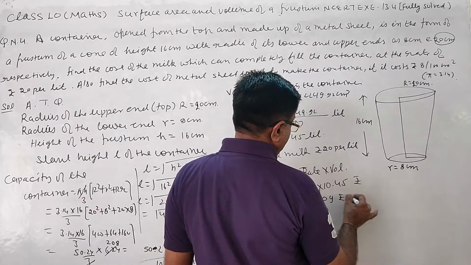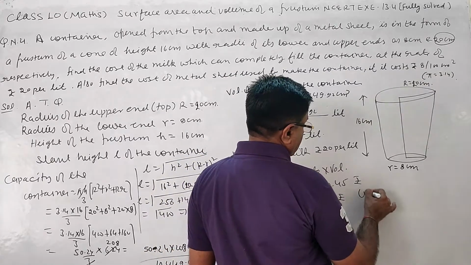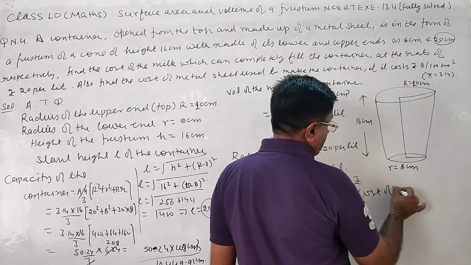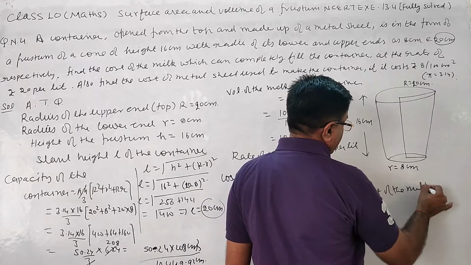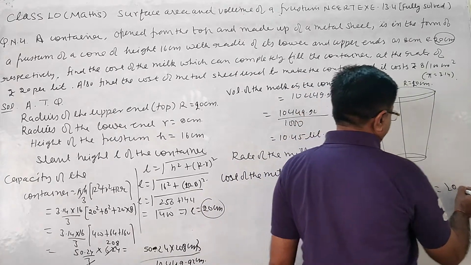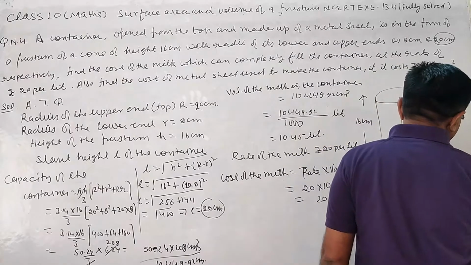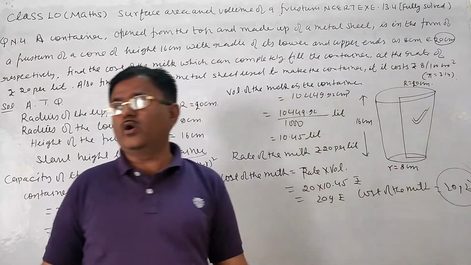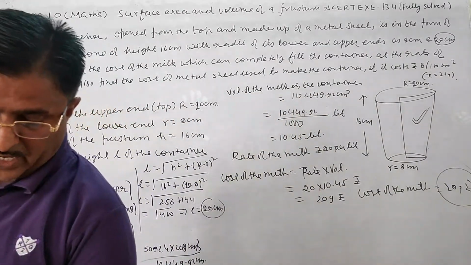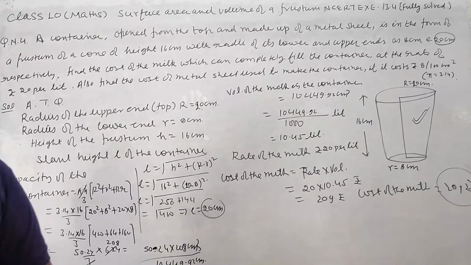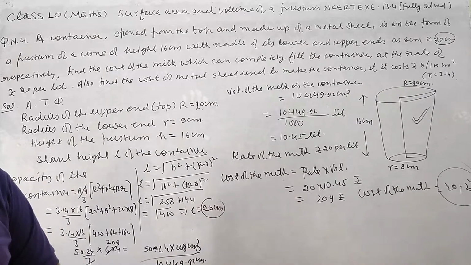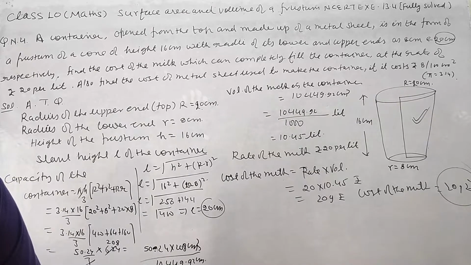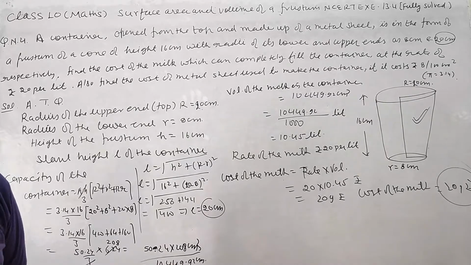209 rupees. So finally we can say the cost of the milk is equal to 209 rupees. So whatever quantity this container holds, the cost of that milk is equal to 209. Clear?